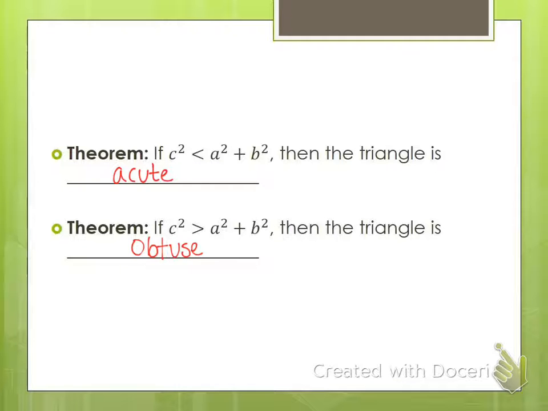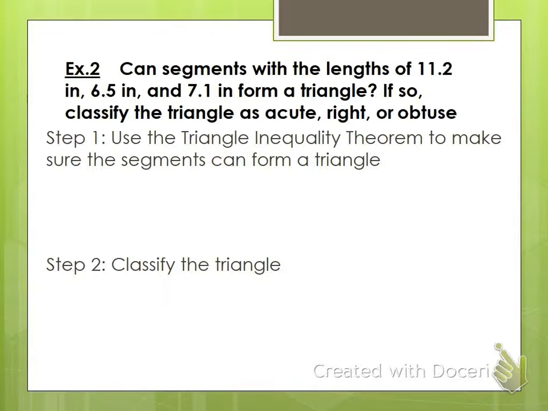So you might want to get in the habit of putting c squared on the left side when you're trying to decide what type of triangle it is. Again, if it ends up being equal, we still know that it would be a right triangle. So it might be helpful to put c squared on the left side when we're doing these. Are we ready to keep going? Okay, here we go.